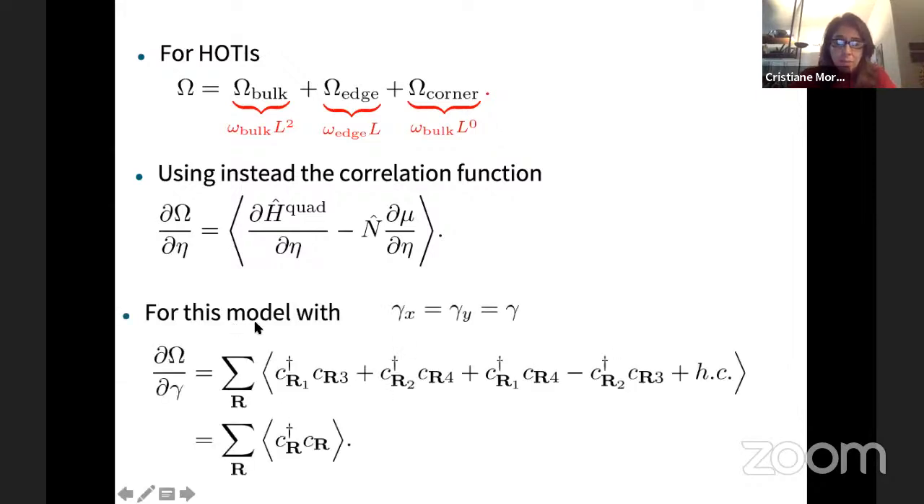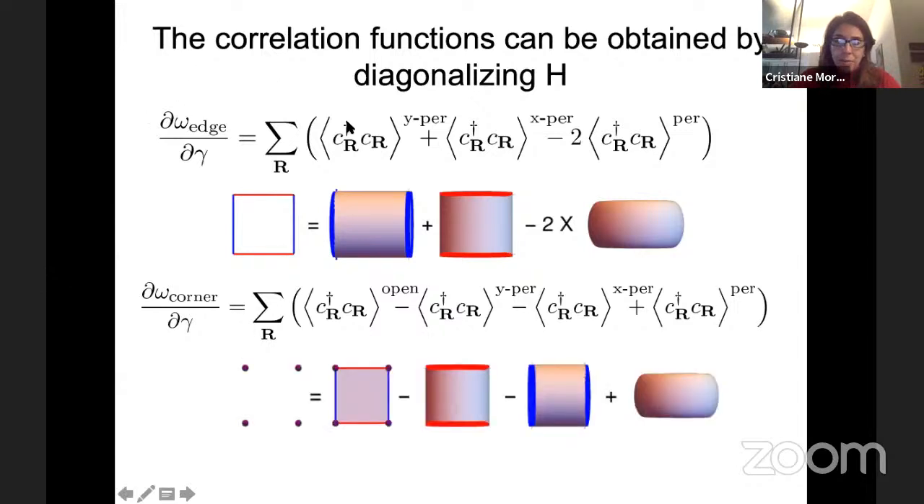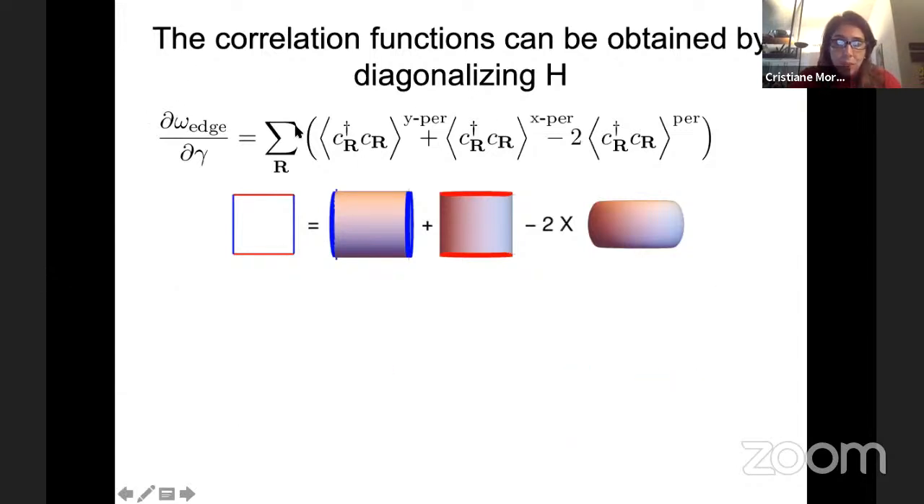So now, let's do them, since we were first looking at this phase transition from the trivial to the quadrupolar phase when gamma x equal gamma y is equal to gamma. We will then use the Hamiltonian. We will need to calculate all these correlation functions to calculate how the derivative of my free energy at zero temperature behaves with respect to some parameter that I'm tuning. And when we do that, we will use the same kind of approach that we used before, but now it's slightly more intricate.